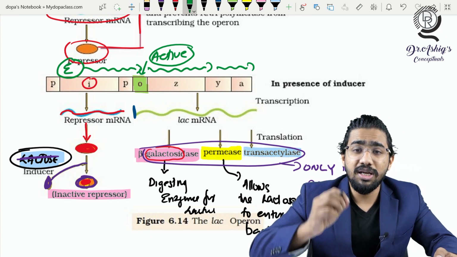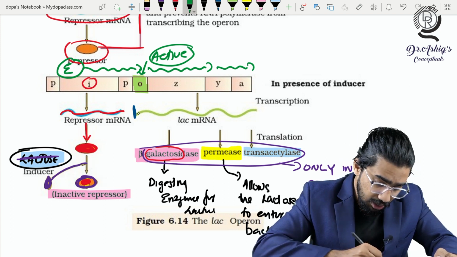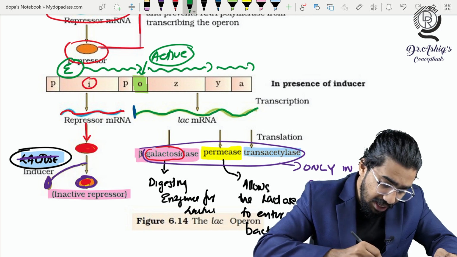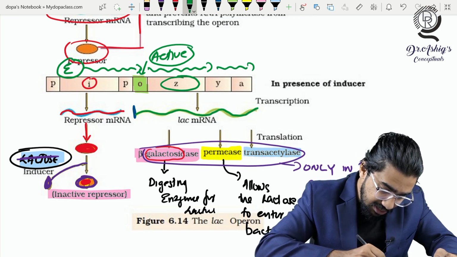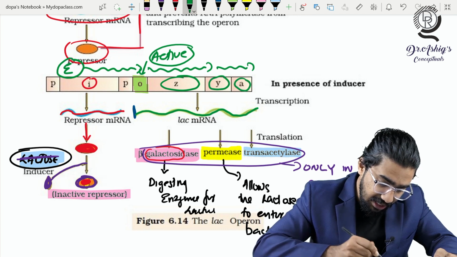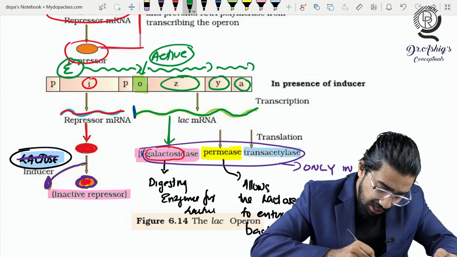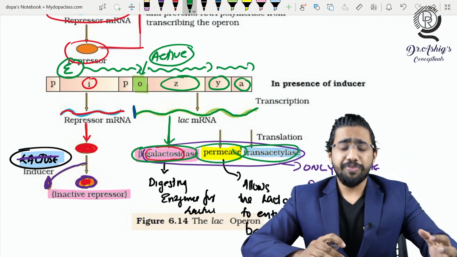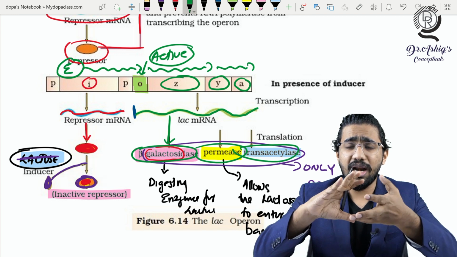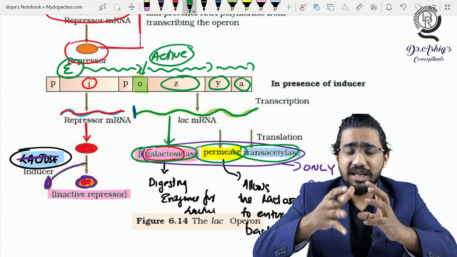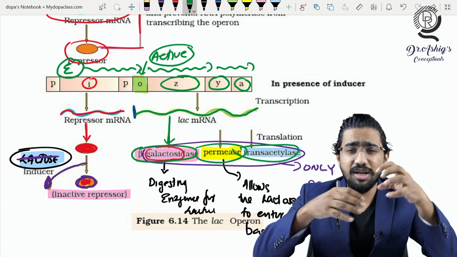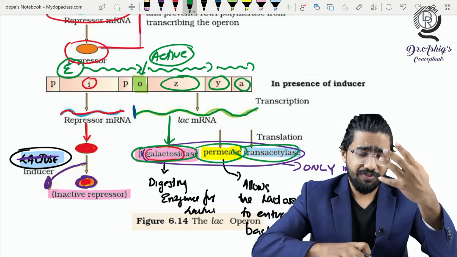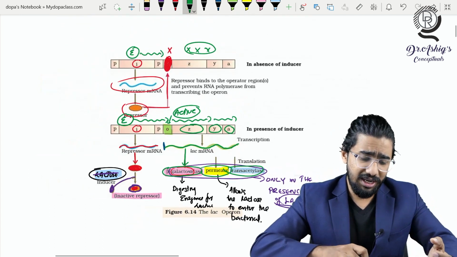The transcription of the ZYA region produces a Lac mRNA. The Lac mRNA will contain the details from the Z region, the Y region, and the A region. From the Lac mRNA, it will produce beta galactosidase, permease, and transacetylase. This is very simple: if lactose is present, lactose will act as the inducer and block the repressor, so that transcription will occur. Let us summarize what we have learned here.